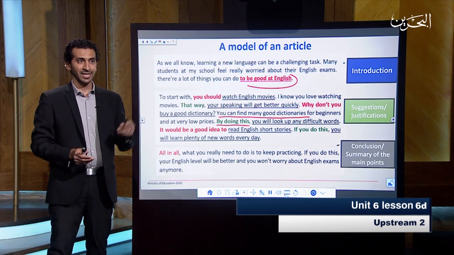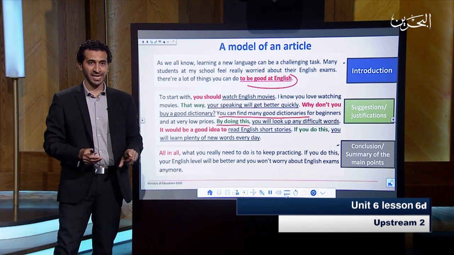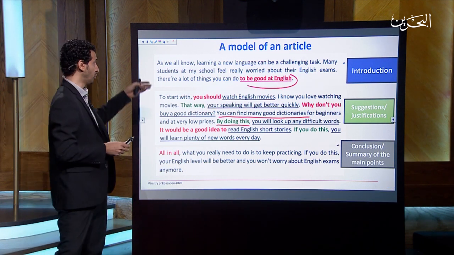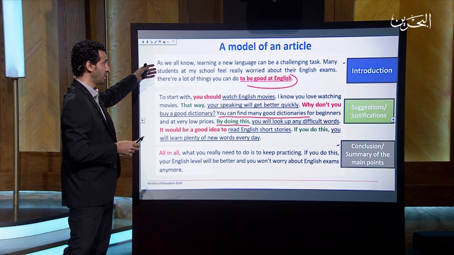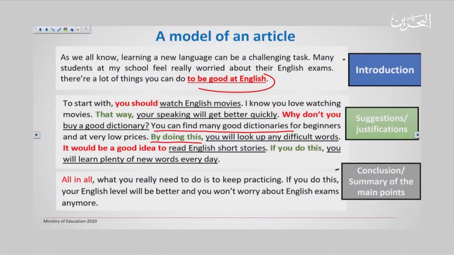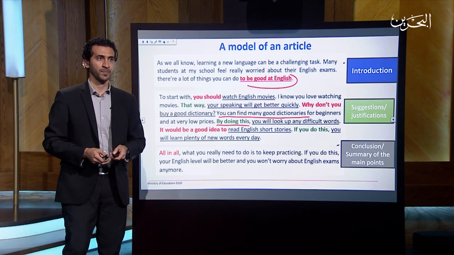So as I said, this is the main body and it's the main part of writing an article. And remember to write an introduction. It has to be powerful and you need to mention the problem that you are going to focus on. And in the conclusion, as we said, you summarize the main points that you have mentioned in the main body. All right, let's move on.